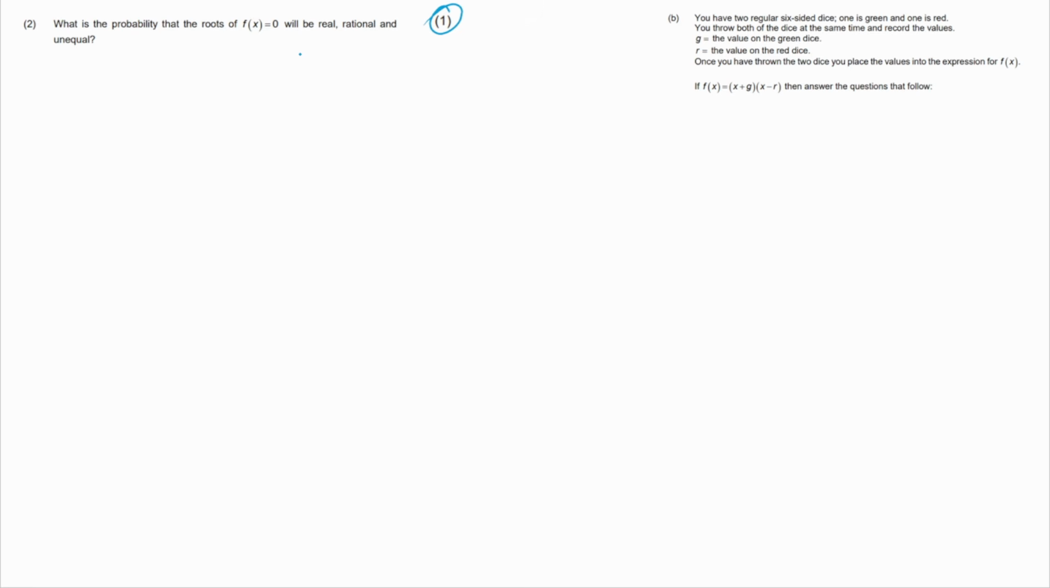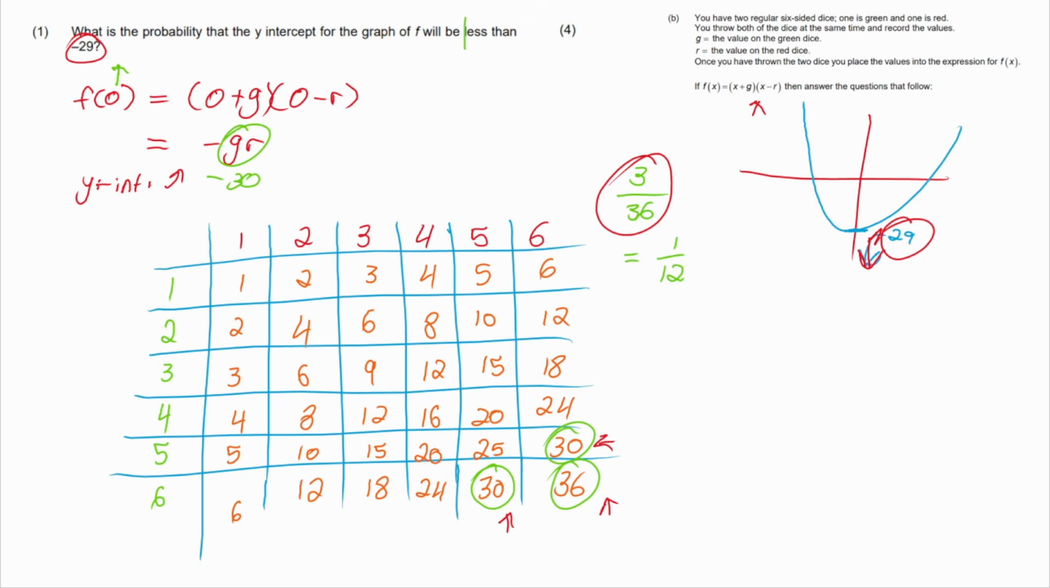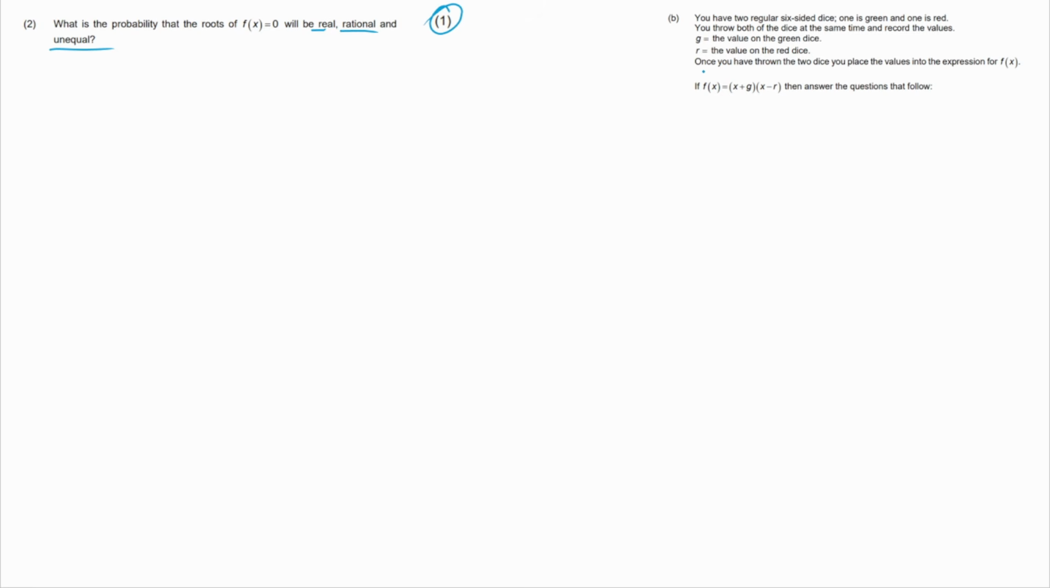So let's see when our roots are real, rational, and unequal. Well, let's look at our f of x. Where do they give us f of x? Well, they give it here. So here we have f of x. All right, so we know g. So we know our roots here are x is equal to negative g or x is equal to r. Those are our roots.